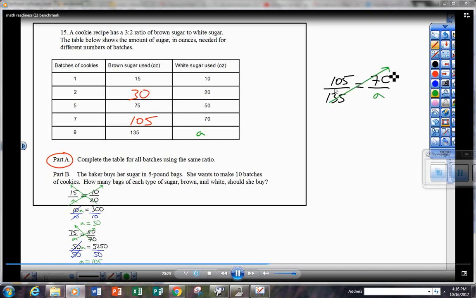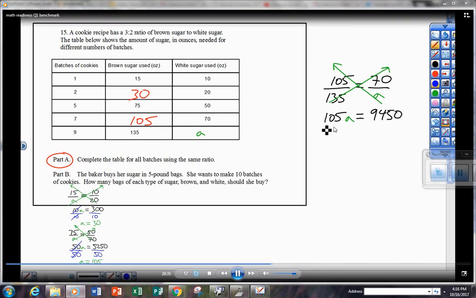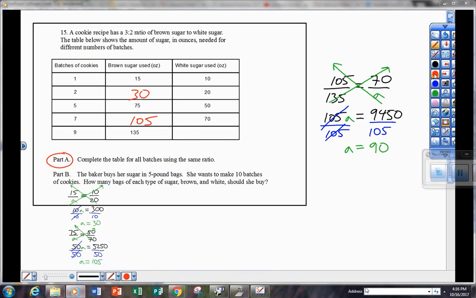So when I crisscross multiply, this gives me 105A equal to whatever 135 times 70 is on my calculator, which is a big number, 9,450. When I do the opposite of timesing by 105, I divide both sides by 105. That gives me A equals 90. So that number goes right here. All right, so that's part A, filling out the table.